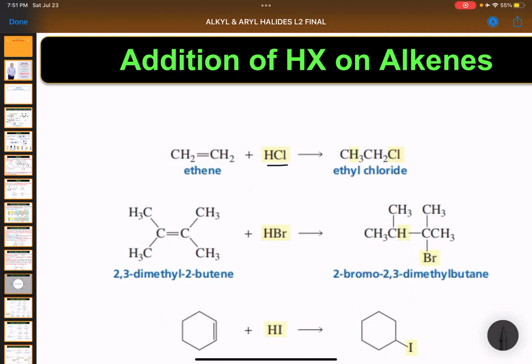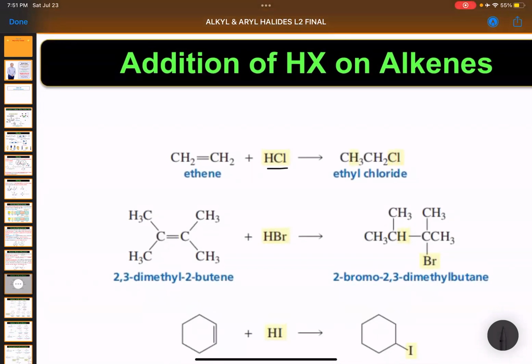In HCl, in ethene the double bond will become a single bond. Actually, what happens is if you take HCl, the HCl is an acid. Normally what happens is it dissociates into H plus and Cl minus, right?